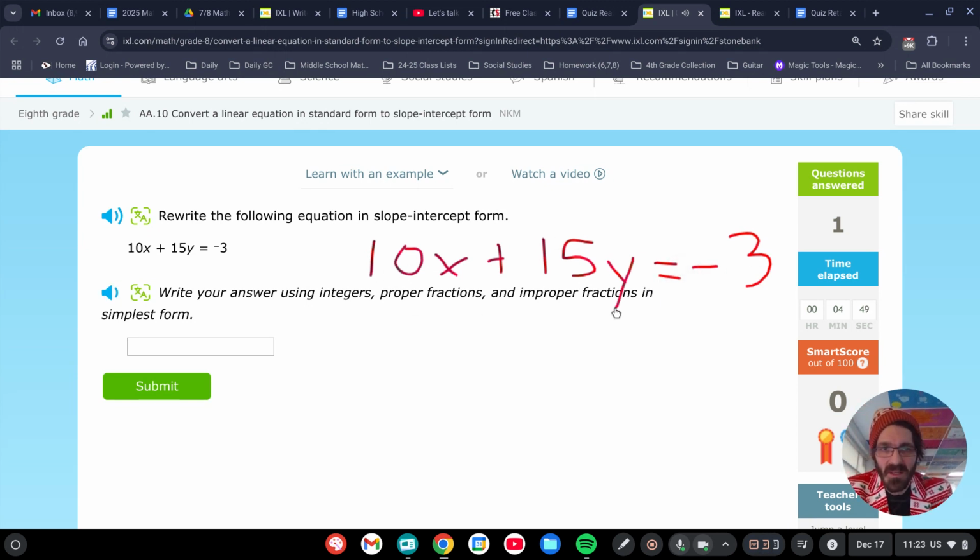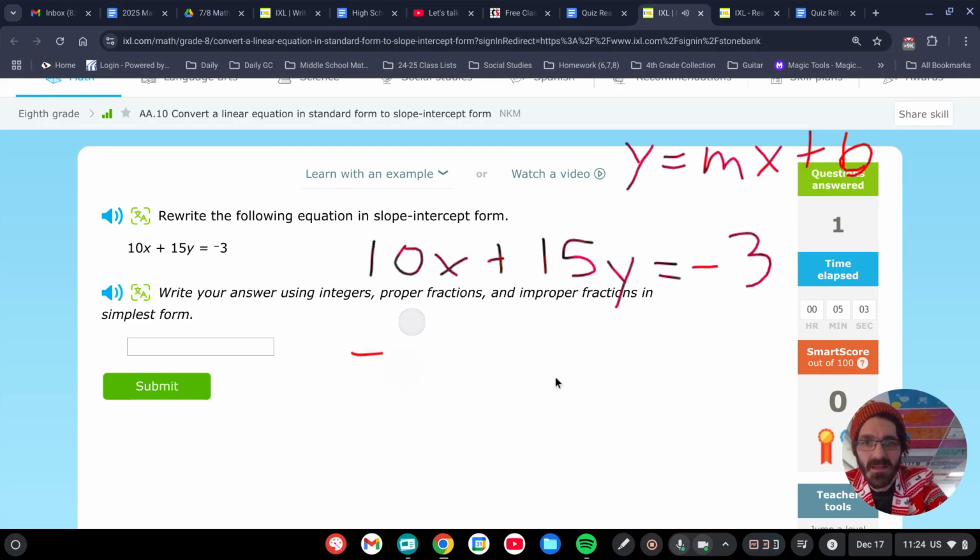All right, so we want to get y by itself. Remember, we want y equals mx plus b. We're solving for y on all of these. And that means we need to move this x out of here. Okay? So we're going to subtract 10x from both sides.